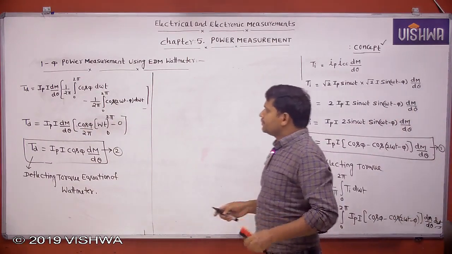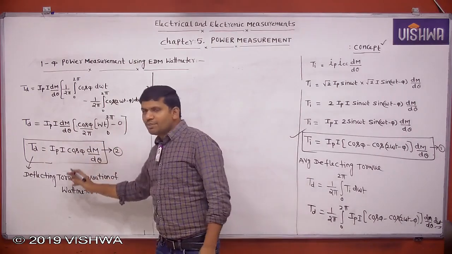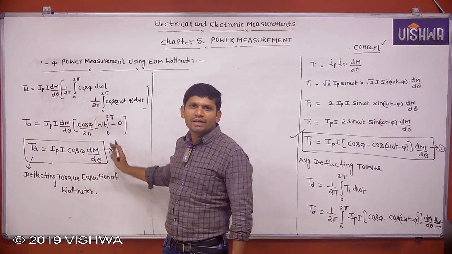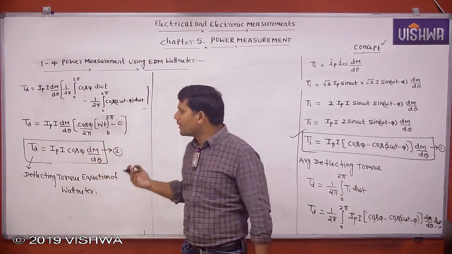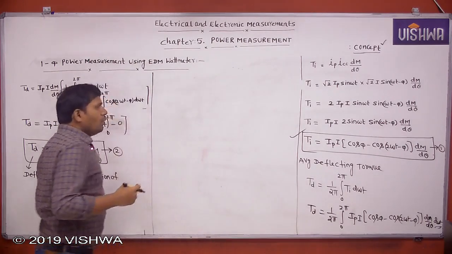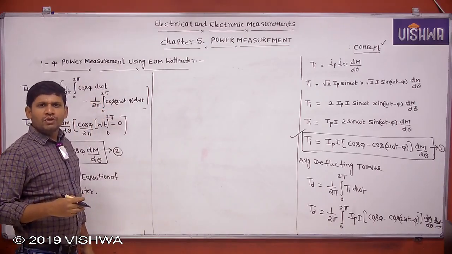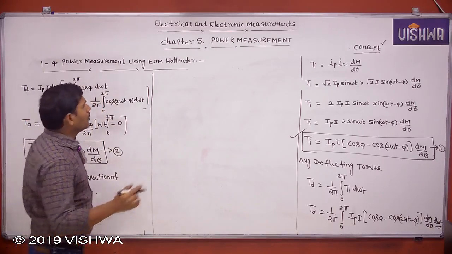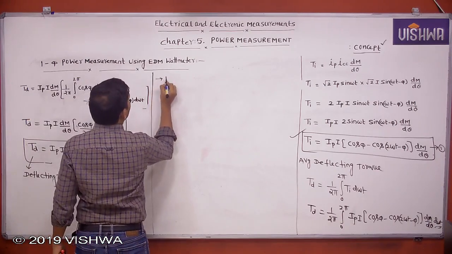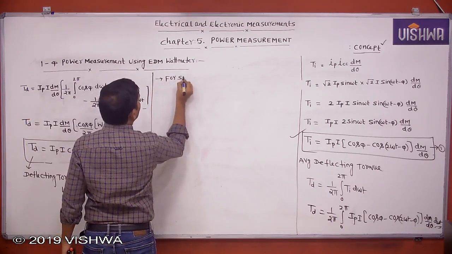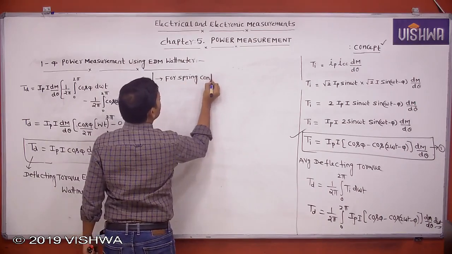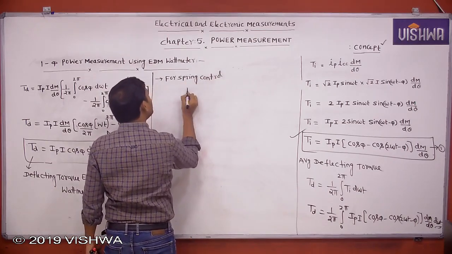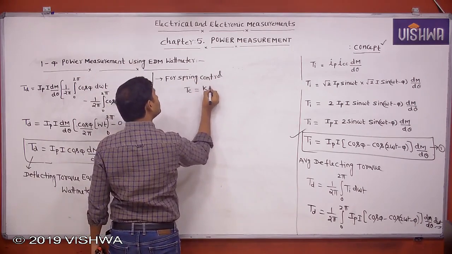Now tell me, this is the deflecting torque. This much average deflecting torque is produced in a wattmeter. Now I want to prove that this meter measures AC power. What type of controlling torque are we using in a wattmeter? Spring control. Yes, for spring control, TC equals K theta.